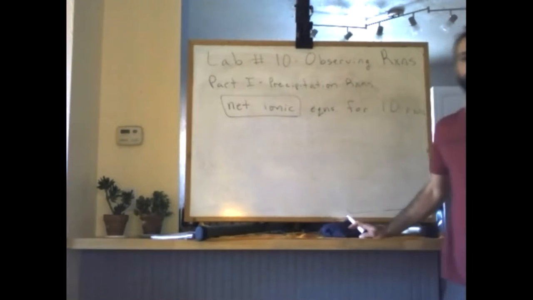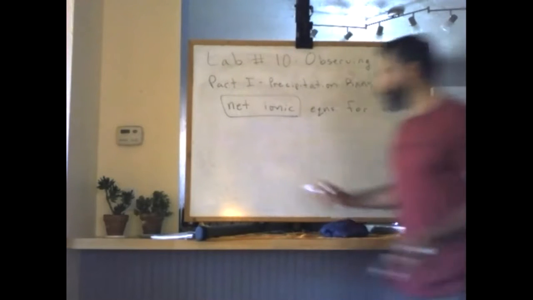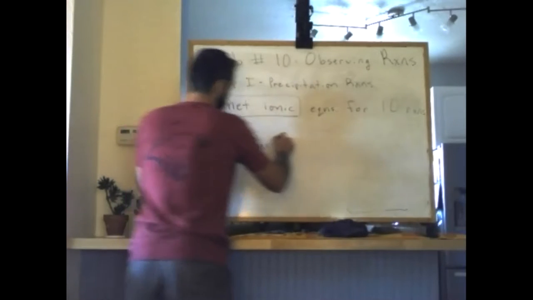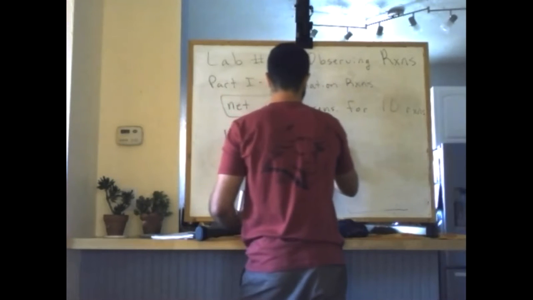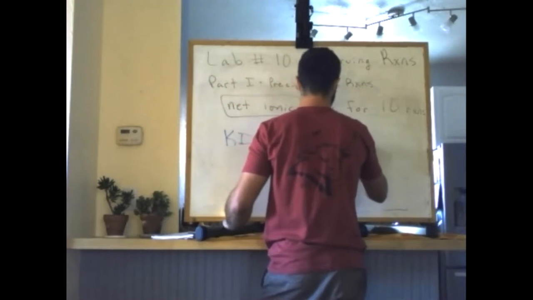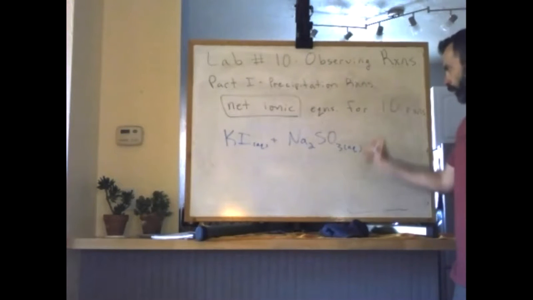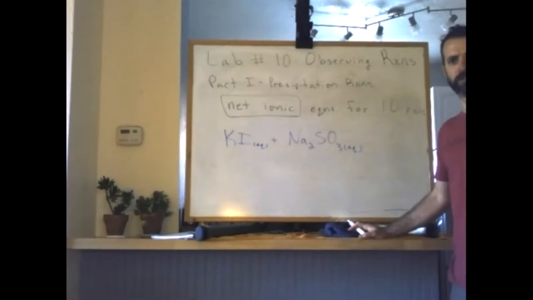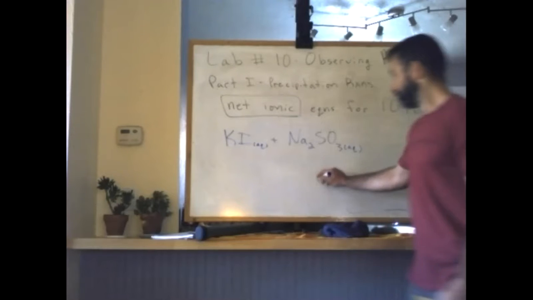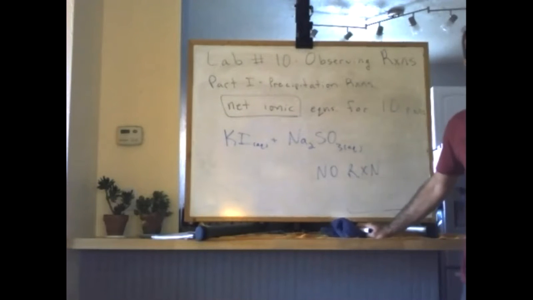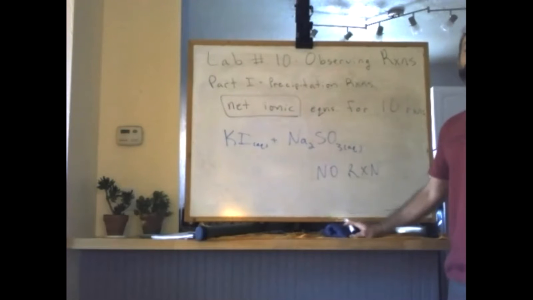What if you see no reaction? For example, KI plus sodium sulfate. I'm sorry, sodium sulfite. We saw no reaction. So do we write a balanced net ionic equation for this? No, there is no reaction, right? No reaction. So only write balanced net ionic equations for reactions that you observe. Okay.